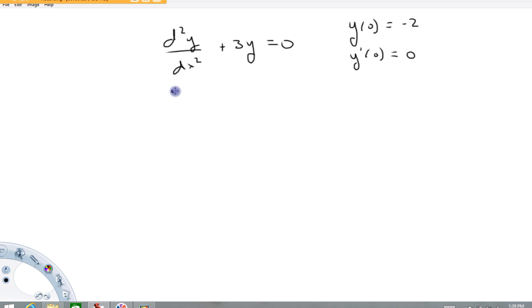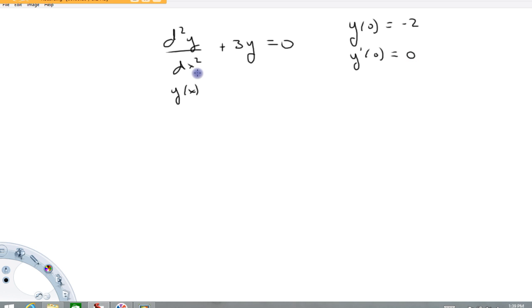The idea here is we're looking for the function y as a function of x that satisfies this equation, as well as the initial conditions written over here on the right. In addition to solving this, we need y of 0 to be equal to -2 and y prime at 0 to equal 0. All right, well, let's begin here.